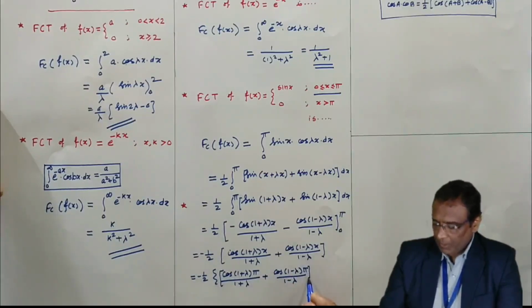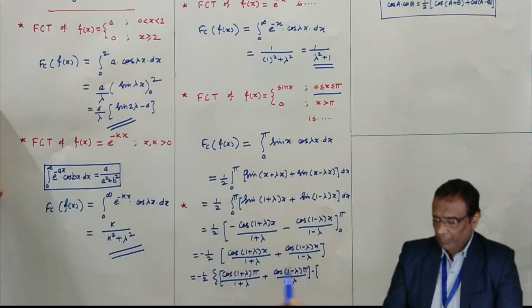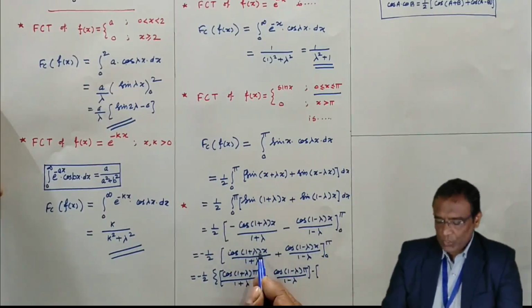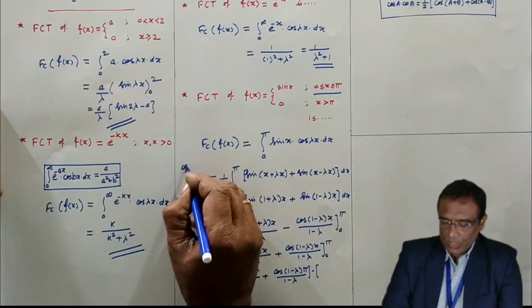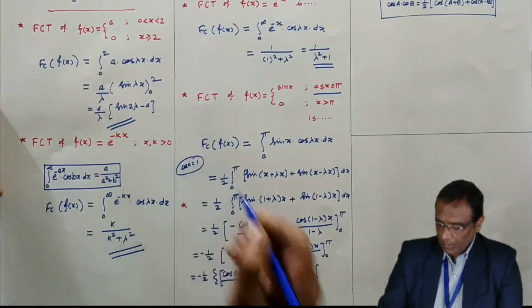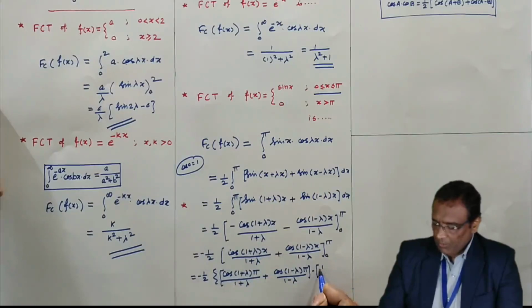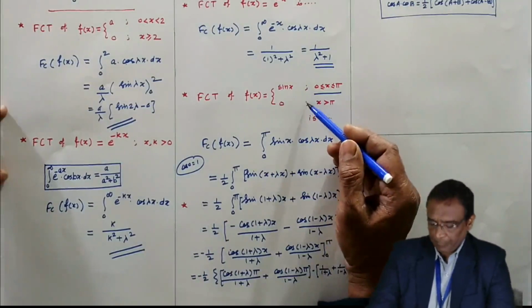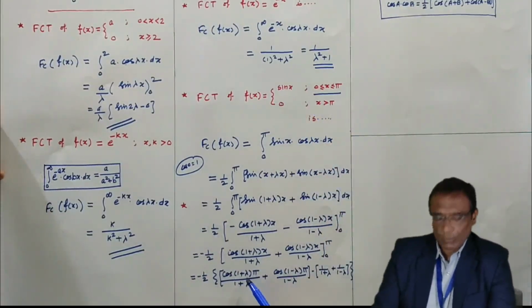Put x equal to upper limit. Now put x equal to lower limit. If you put x equal to 0, the cos 0 is 1. The cos of 0 is 1. 1 by 1 plus lambda plus 1 by 1 minus lambda. So this is the Fourier cosine transform of sin x. So you can resolve this later on.